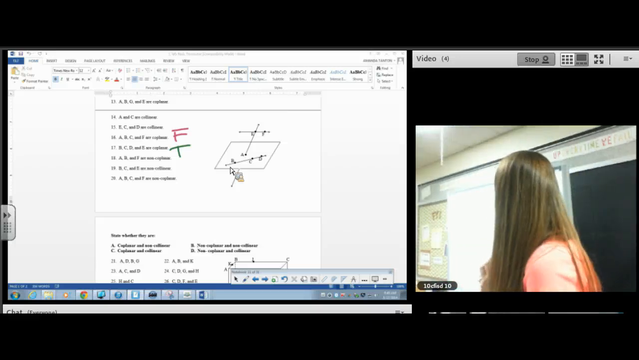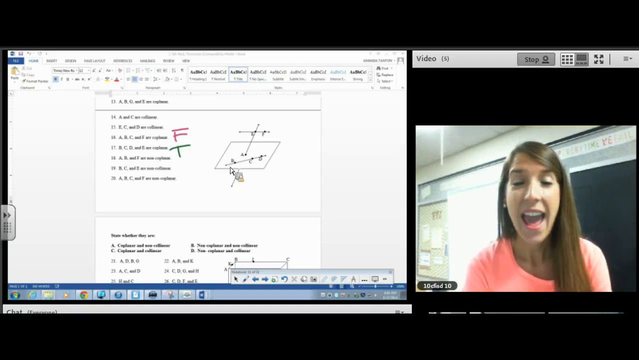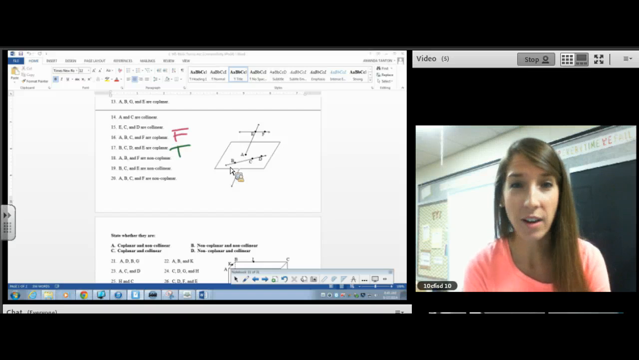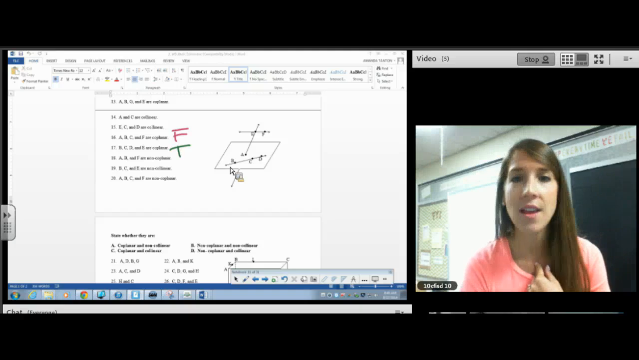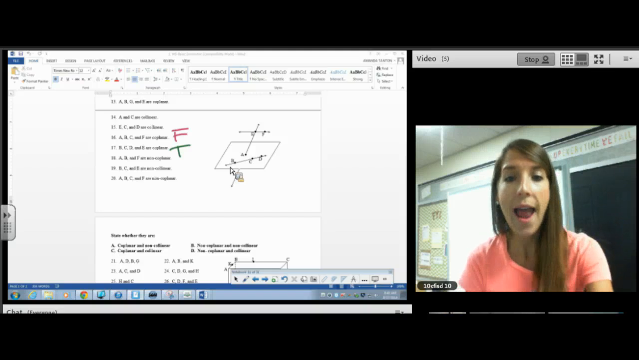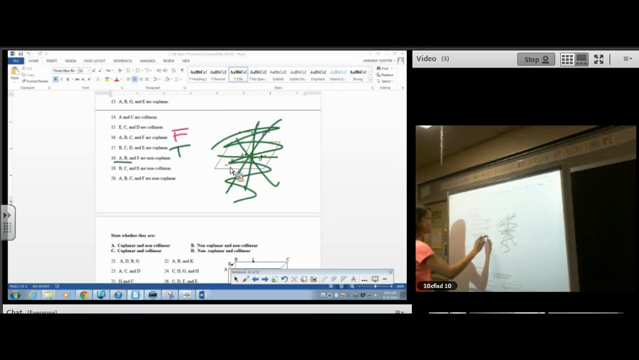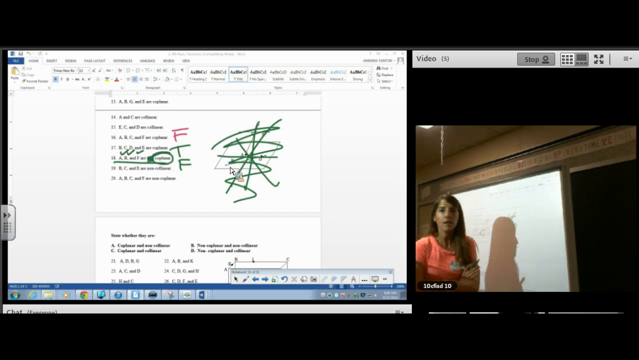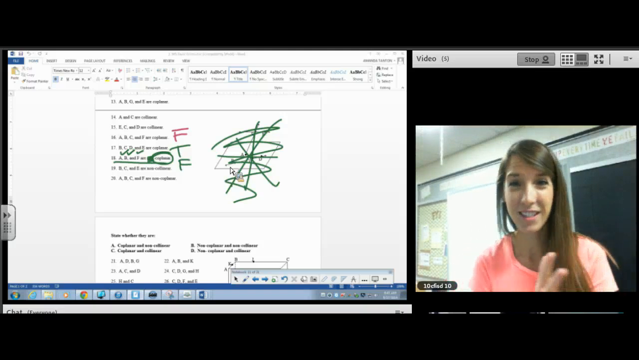Okay, 18. A, B, and F are non-coplanar. Let me give you a hint, guys. Any 3 points in the universe are coplanar. Let me say that again. Any 3 points are coplanar. I could put a plane through any 3 points, just like I could put a line through any 2 points. So I don't even need a picture for this. I'm going to say false no matter what, because A, B, and F are coplanar. Because any 3 points are coplanar. Did I get my point across?